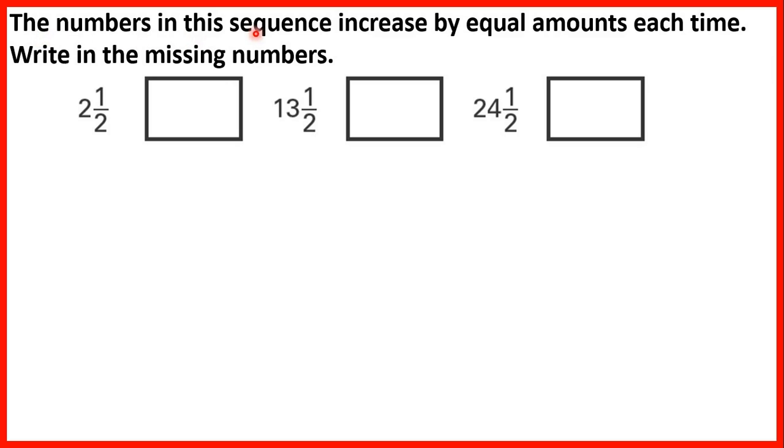The numbers in this sequence increase by equal amounts each time. Write in the missing numbers. So we have 2.5, then a missing number, then 13.5.